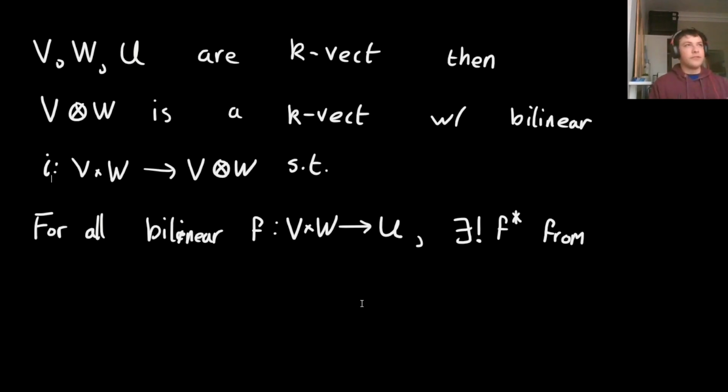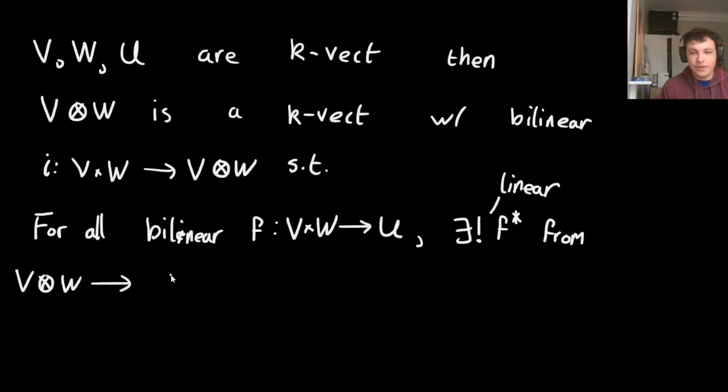3v and w will go to the same thing as v and 3w, because both go to 3vw. So it's not injective, but it's an inclusion. I'm going to call it I anyway. So there exists a unique f star, which is linear from v tensor w into u, such that the following commutes.